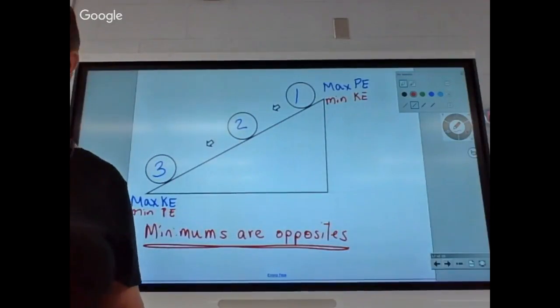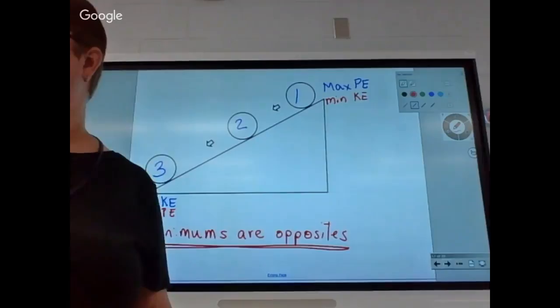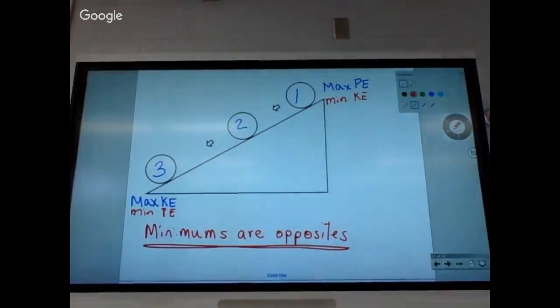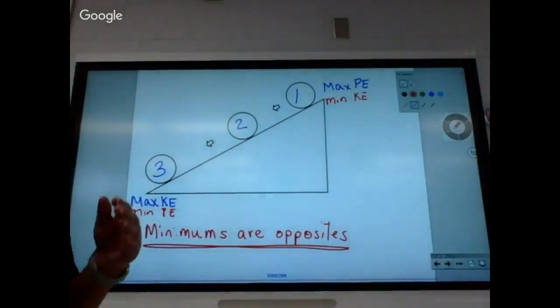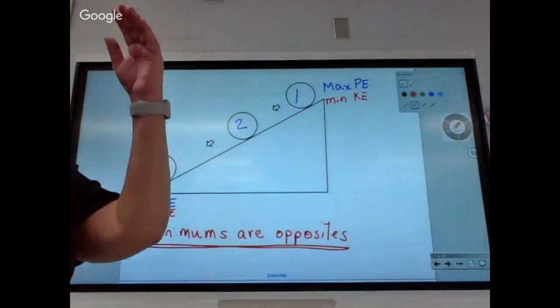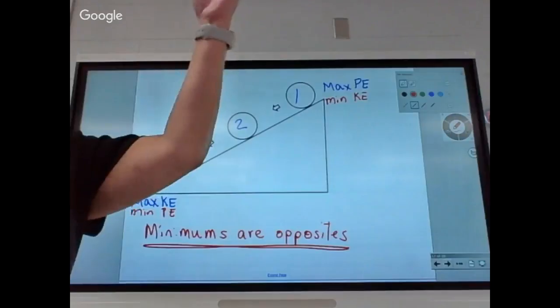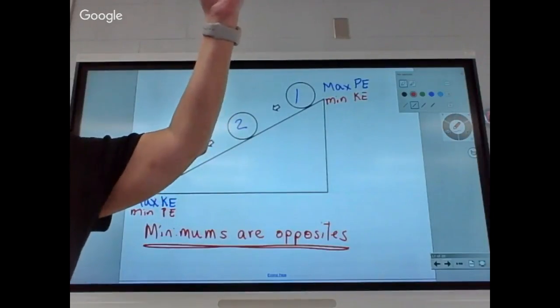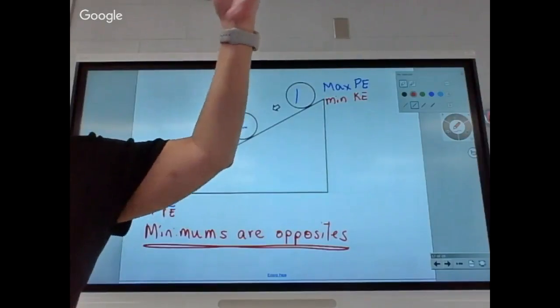How many of y'all have been to an amusement park? Y'all ever ridden a roller coaster? Have you ever been and watched them? And you watch the little cars chug up the hill, chug up the hill. They finally get to the very top. What do you know about their speed when they get to the very top? Are they fast or slow is my point.